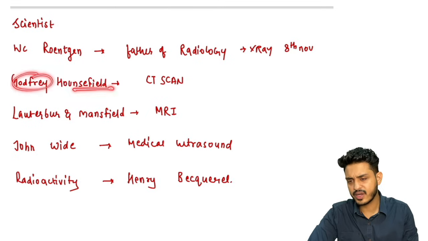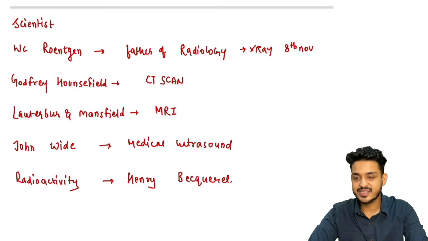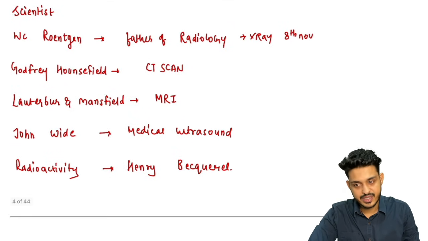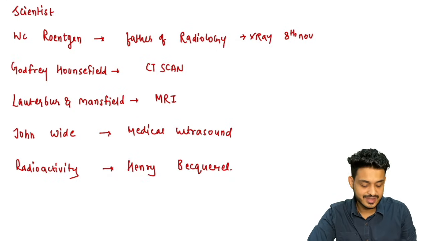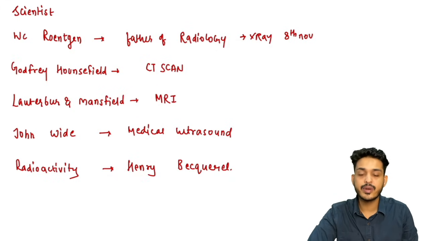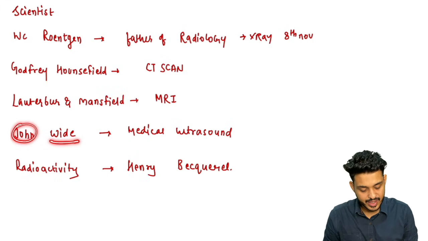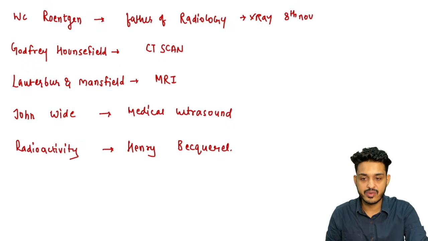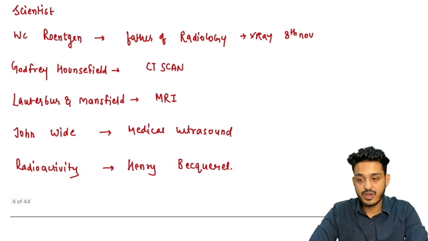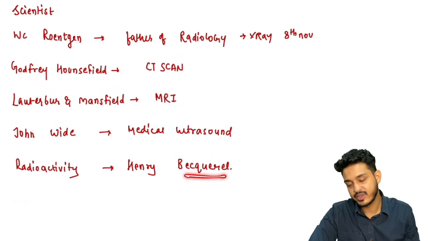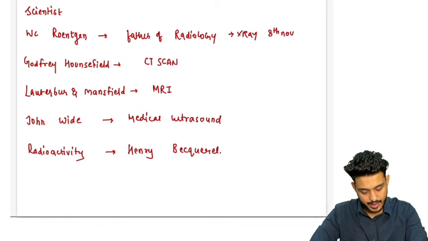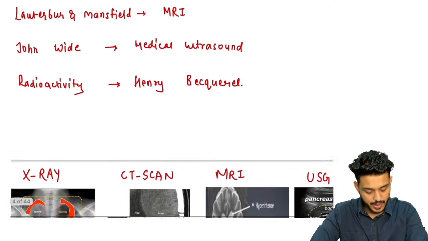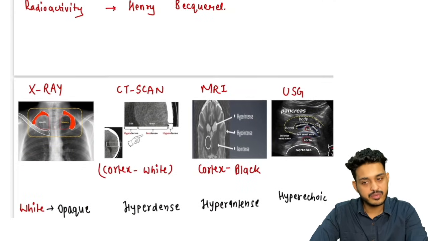Then we have Godfrey Hounsfield, who discovered the CT scan. Hounsfield is also a unit for CT scan. Lauterbach and Mansfield discovered MRI. John White discovered the medical ultrasound, and radioactivity was discovered by Henry Becquerel. That is why the unit of radioactivity is the Becquerel. These are the important scientists. I'm going a little bit faster because this is a rapid revision. I've kept the things written, and whatever is explainable I will explain.